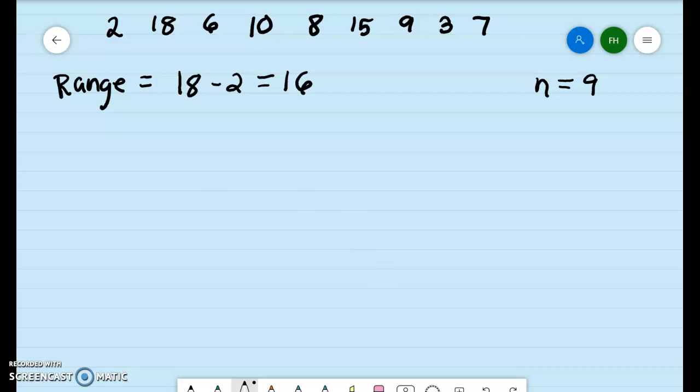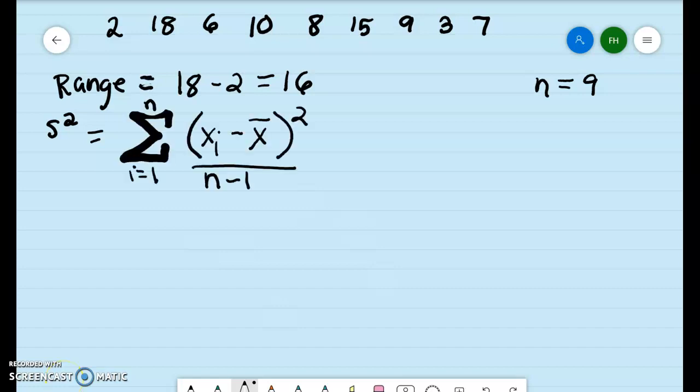Next, we will calculate our sample variance, and S squared stands for sample variance. Our formula for the sample variance is the sum, this symbol means the sum, of the difference of your data values minus the mean, squared, divided by n minus 1.